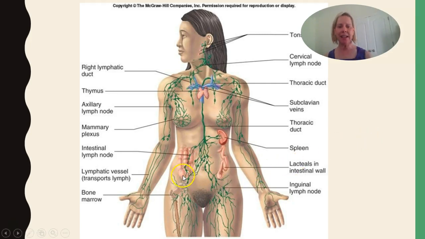If you look at the intestines here, there are structures called lacteals that will be in the intestinal walls that'll absorb fat. Also lymph nodes, because the vessels carry lymph to the nodes and then it's filtered through the lymph nodes. So it filters, instead of the blood like the spleen does, it filters lymph. And we'll get to lymph in a minute, but that's fluid.